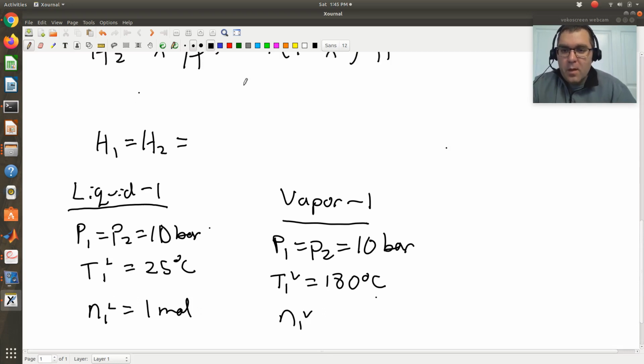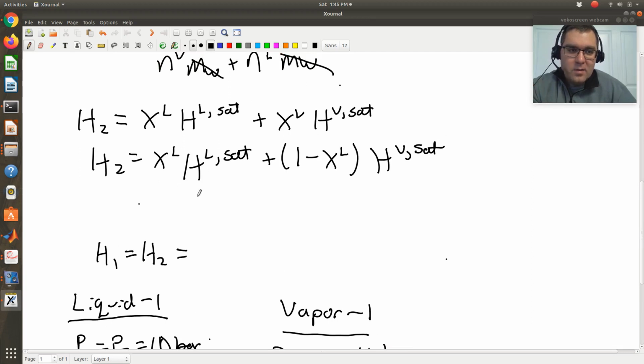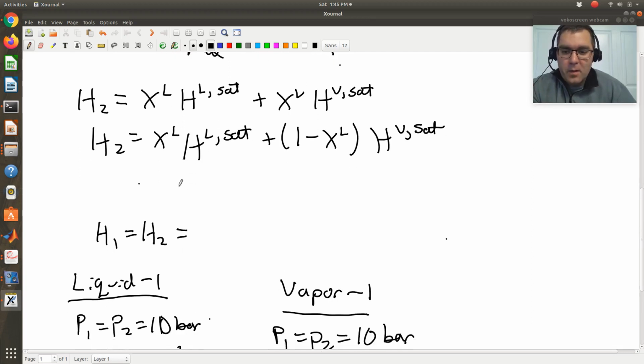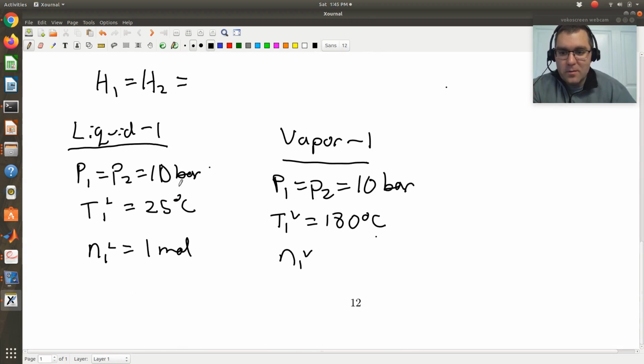All right, so when I calculate enthalpy up here, this is on a molar basis. So when I calculate my initial enthalpy, I want to get things on a molar basis. And so I know the total number of moles initially is going to be N1L plus N1V, which is equal to the total number of moles I have in that final system.